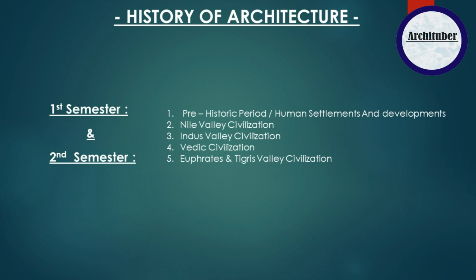As you can see on the screen, we have first and second semester topics for history of architecture. We have the prehistoric period, then we have the Nile period, then we have Indus Valley civilization, Vedic civilization, Euphrates and Tigris Valley civilization. So basically we are going to be discussing the human settlements from the early era, and I have already started posting about the history of architecture.